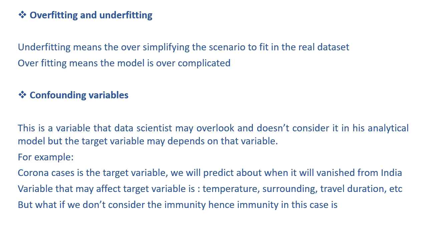And now we want to predict when the corona cases will vanish from India. So our target variable in this case is corona cases, but the variables that may affect corona are temperature, surroundings, travel duration. So a data scientist considers all these parameters, but what if immunity, which is a major factor that may affect our corona case numbers, is somehow removed by the data scientist? So in this case, immunity is the confounding variable.